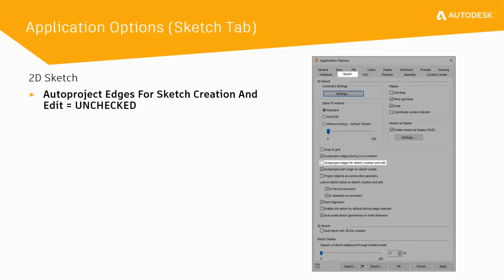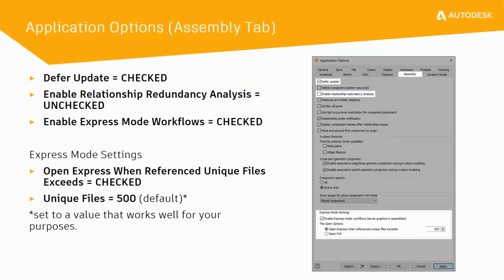Moving through to sketch, we'll make sure in this instance that we have auto project edges for sketch creation and edit, and that's unchecked. By clearing this checkbox, we basically suppress the automatic creation of reference geometry when we enter a sketch. You've often encountered that where you'll select a face, you move into a sketch, and it automatically creates the reference geometry. This will stop that from actually taking place.